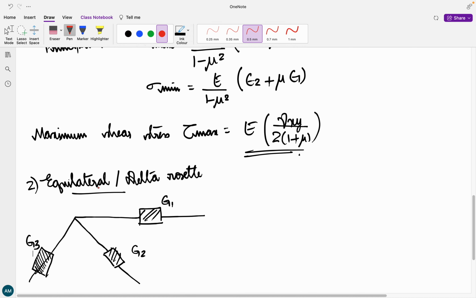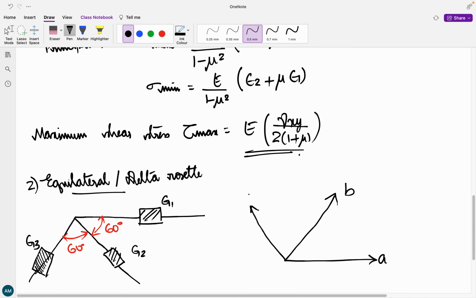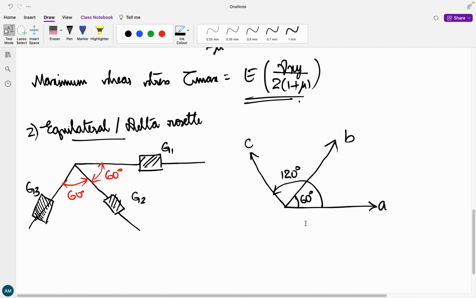The angle between them is 60 degrees each. I can write it as A, B, C. So this is 60 degree. The entire angle is 120 degree.